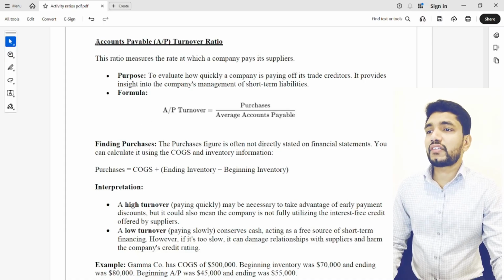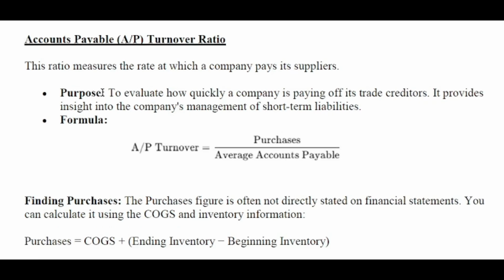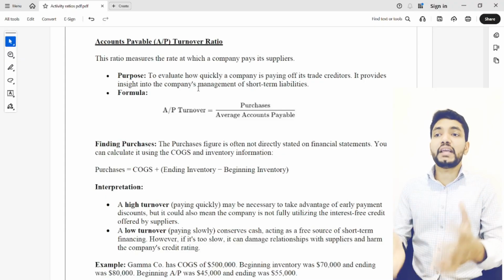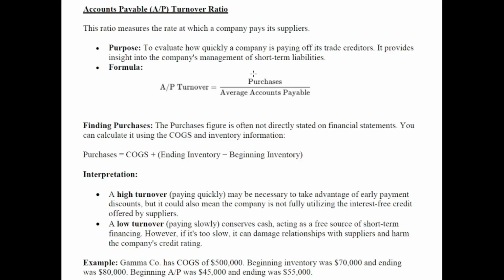So now we are going to discuss the accounts payable turnover ratio. The purpose is to evaluate how quickly a company is paying off its trade creditors. It provides insight into the company's management of short-term liabilities. When we buy goods or materials on credit, that supplier becomes our accounts payable. How effectively you are paying that accounts payable is measured by the accounts payable turnover. Turnover is purchases divided by average accounts payable.